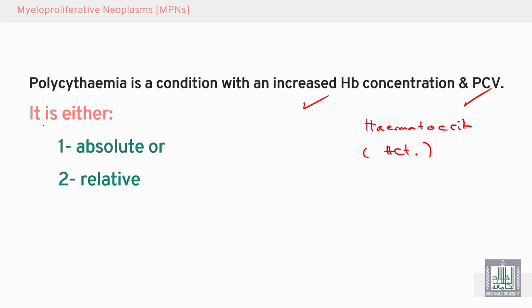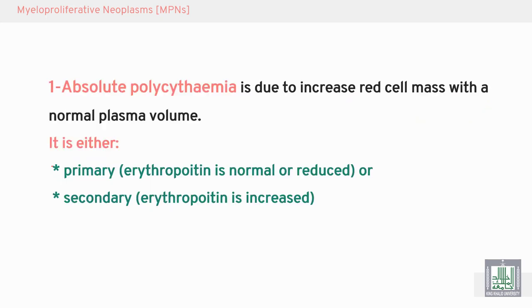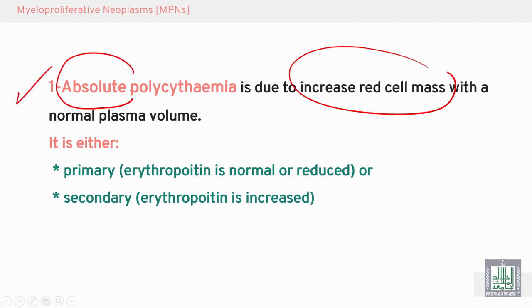Polycythemia is either absolute or relative. We'll know in the next slides what is the difference between absolute and relative. Absolute polycythemia is due to increased red cell mass with normal plasma volume. It is either primary or secondary. In the primary, erythropoietin is normal or low. In the secondary, erythropoietin is high.